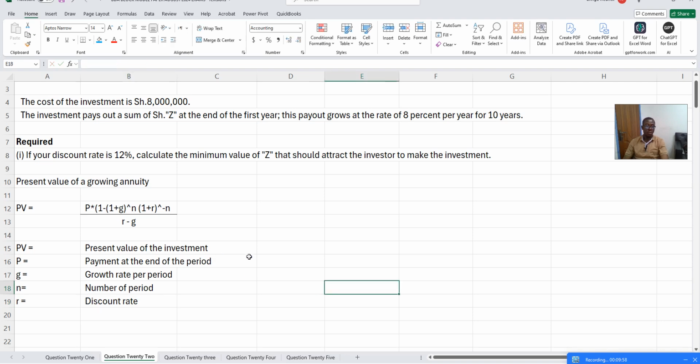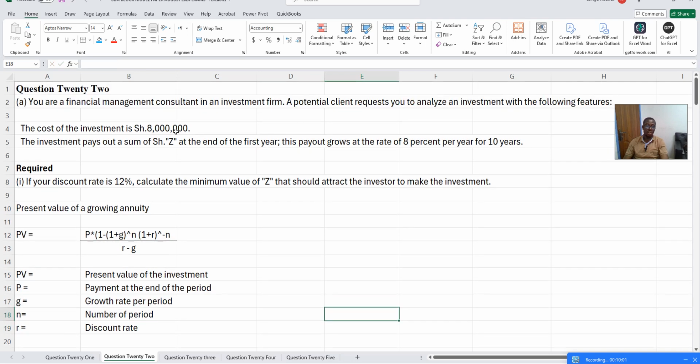So once we have this, analyzing our question, which we've gone through, we have our initial investment, which is the present value for the investment. We're having the 8 million as given by a good examiner. Payment at the end of the period, that is what you are required to determine, Z now.